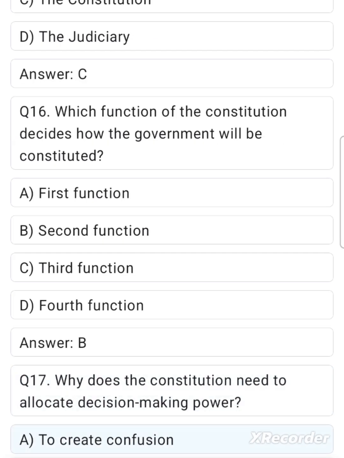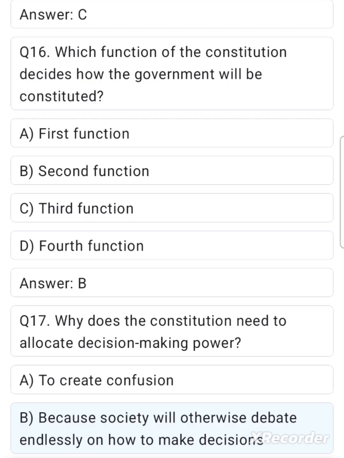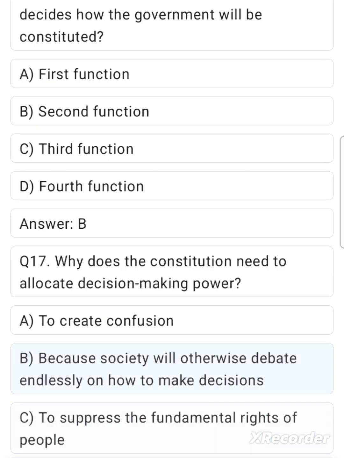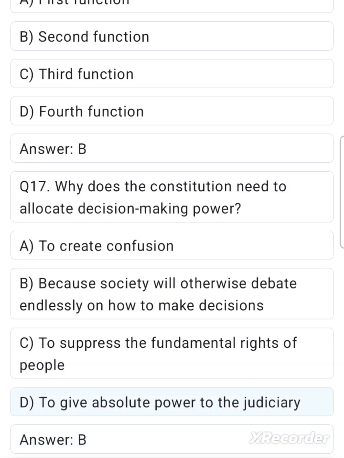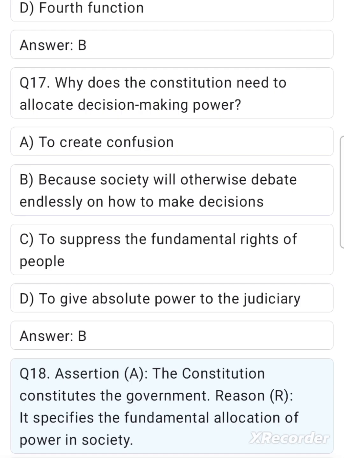Q17. Why does the Constitution need to allocate decision-making power? A. To create confusion. B. Because society will otherwise debate endlessly on how to make decisions. C. To suppress the fundamental rights of people. D. To give absolute power to the judiciary. Answer. B. Q18.